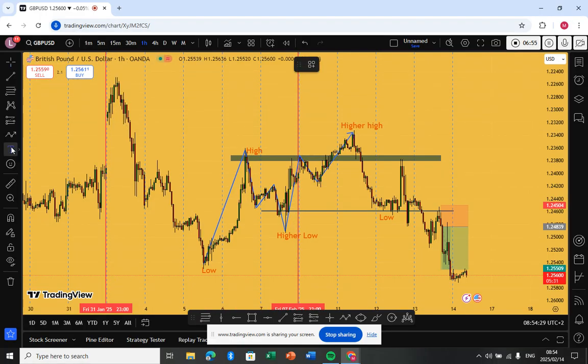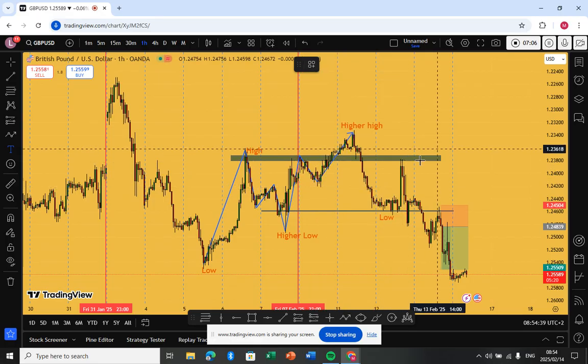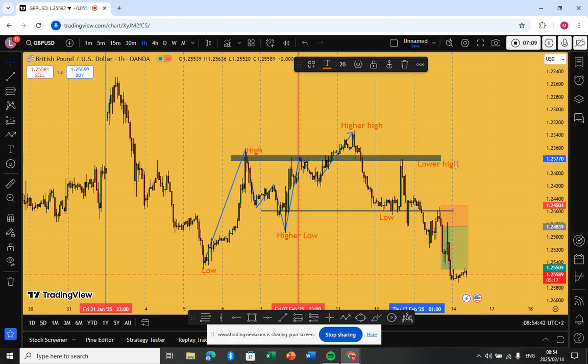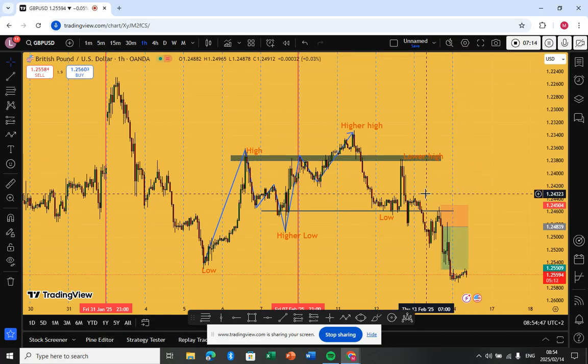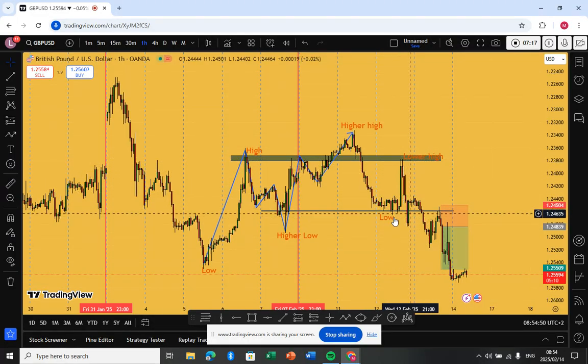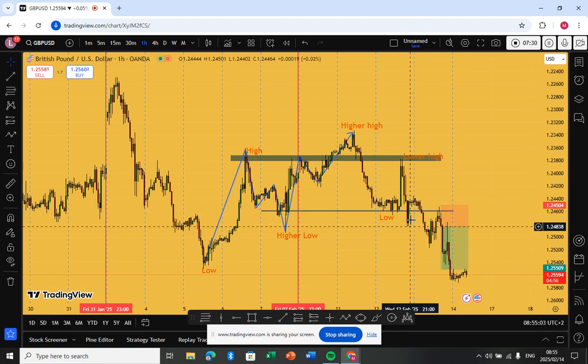Once the market creates this low, now I'm under this lower high. This is the lower high. This lower high is confirmed after the market has broken this low. From this point, this line that I've drawn here, once the market goes through it, then this lower high has been confirmed. Then it came back a bit, nothing much here, then it went down.